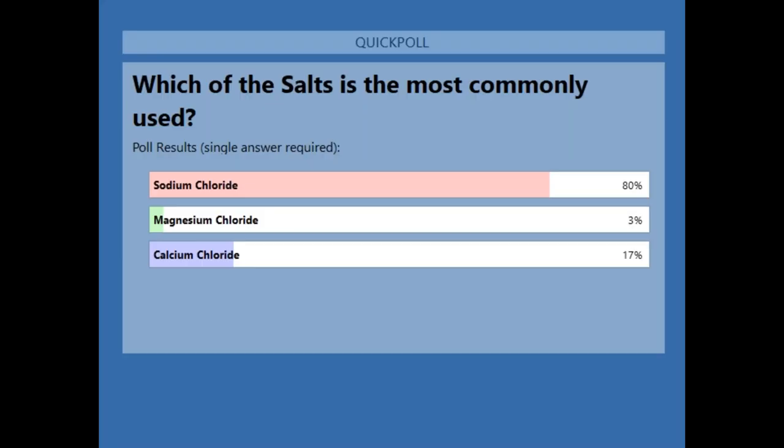So Bruce, 80% of the group said sodium chloride, 3% said magnesium chloride, and 17% said calcium chloride. Excellent. And like I mentioned before, the most commonly used of those three salts is actually sodium chloride. There's millions of tons of sodium chloride used all across the United States and into Canada.